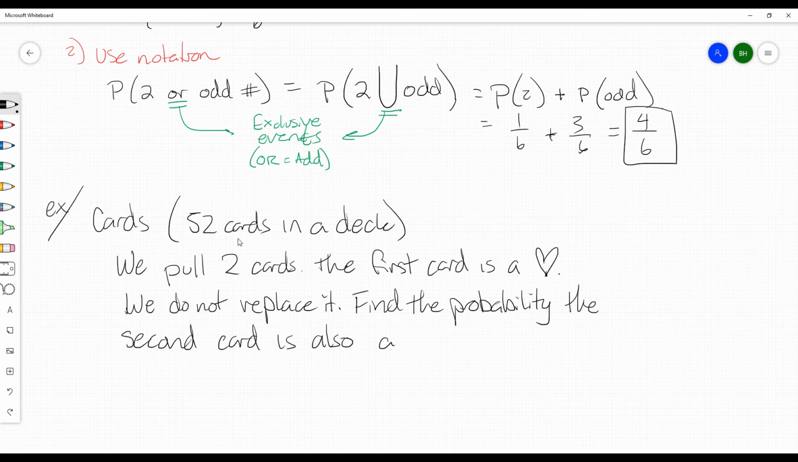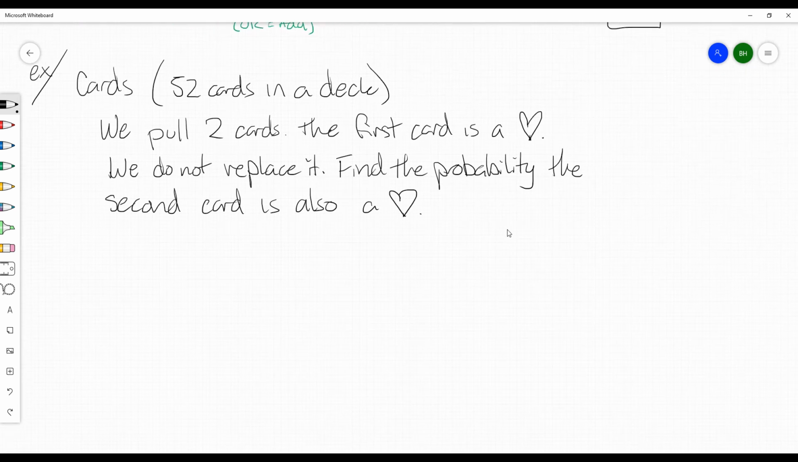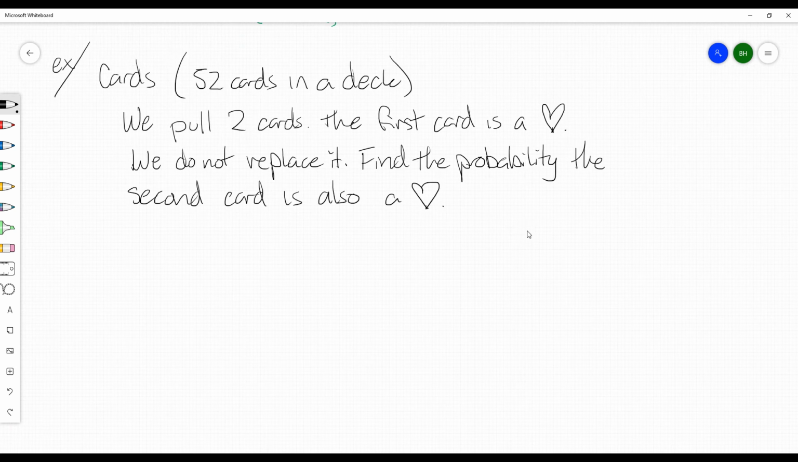is also a heart. So this is a different type of problem, and a lot of students think that this involves already doing the product rule, additive rule, stuff like that. However, think about what the problem's saying. We pull 2 cards. The first one is already a heart. So first pull is a heart. This was a 1 out of 52 chance that we pull a heart. Actually, that's a lie, I'm sorry. There are 13 hearts in the deck. So that's 13 out of 52, actually.